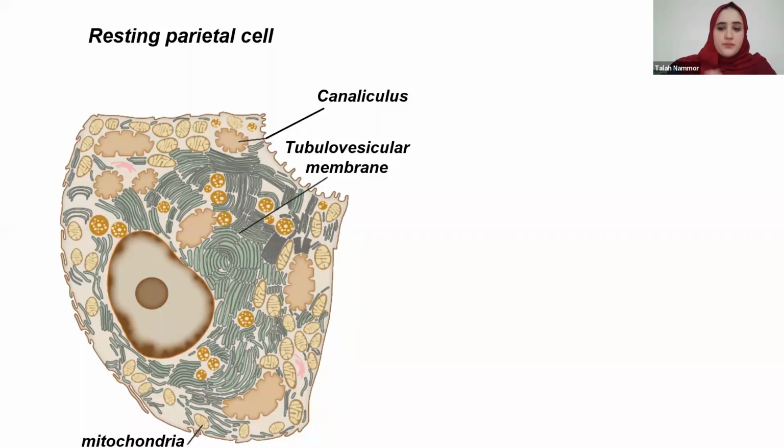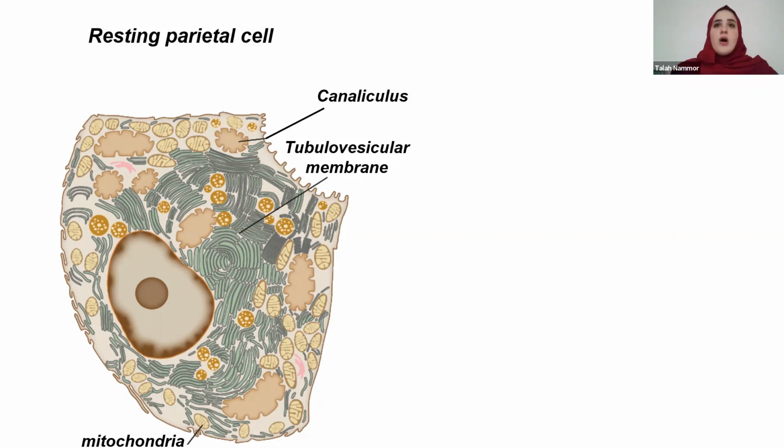Okay? And then if you look here, guys, we have those weird structures that look like tubules. And then we have a lot of circles, and those circles contain inclusions and stuff inside. So basically, these are the tubulovesicular membranes, okay? And we can see that most of the parietal cell is made up of those tubulovesicular membranes. And last but not least, we can see the canaliculi, okay? So why are these important? I'll tell you why.